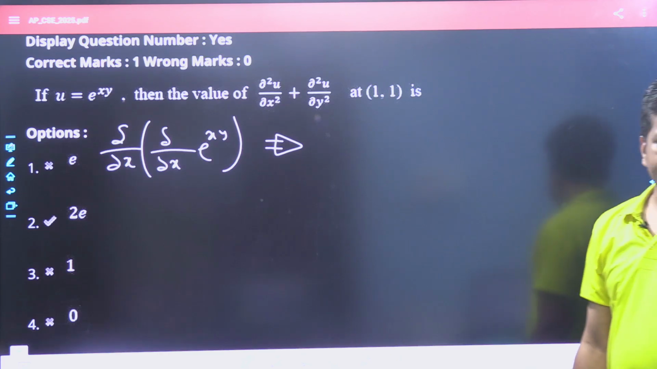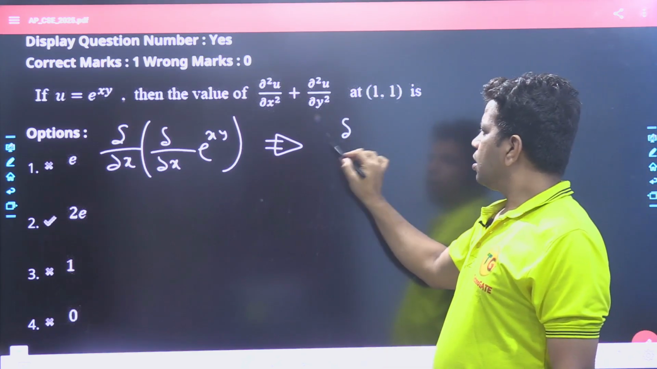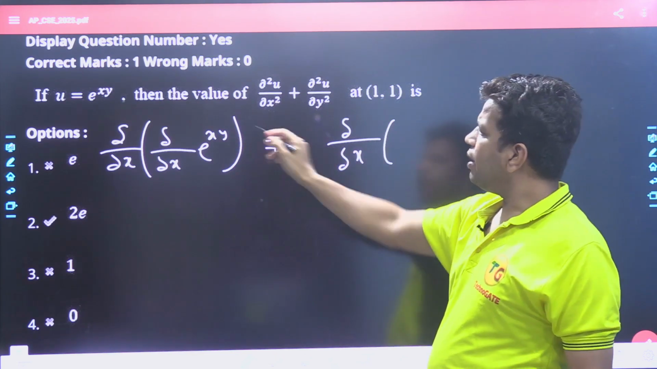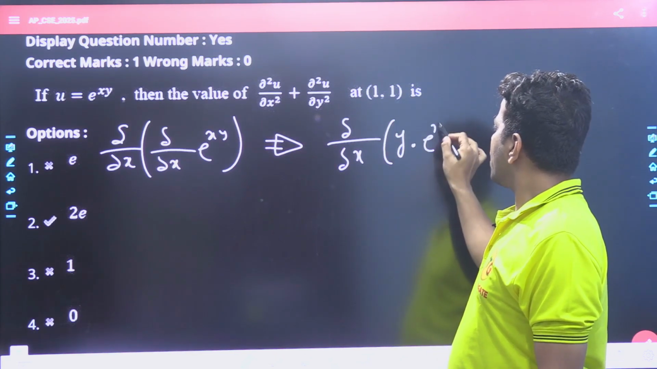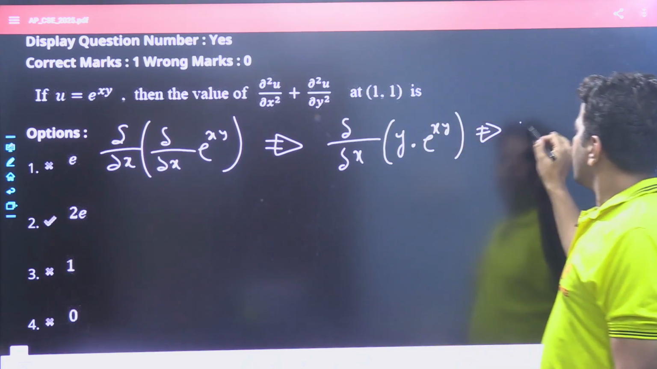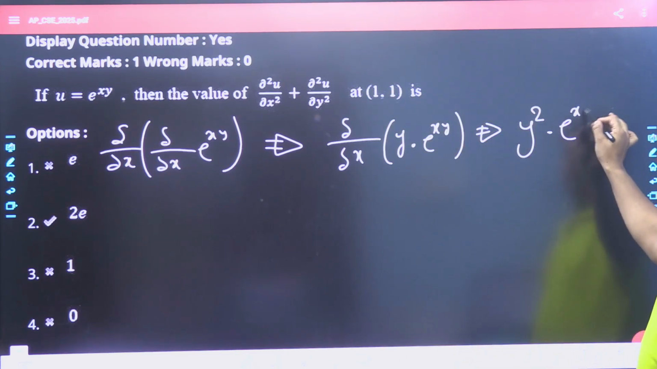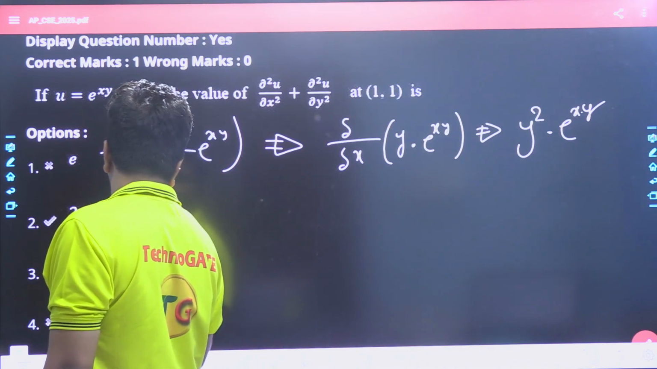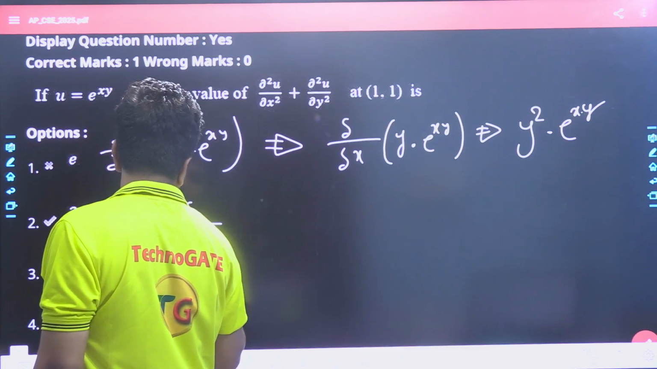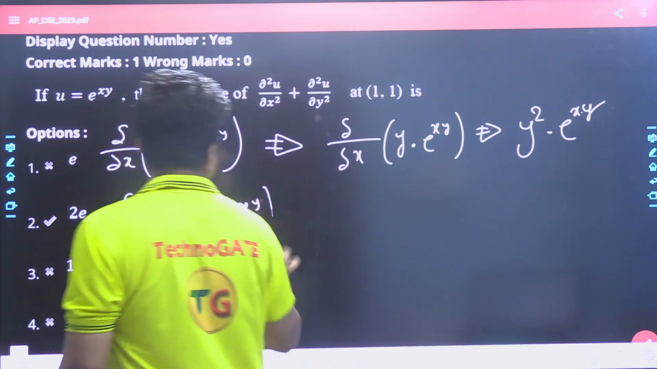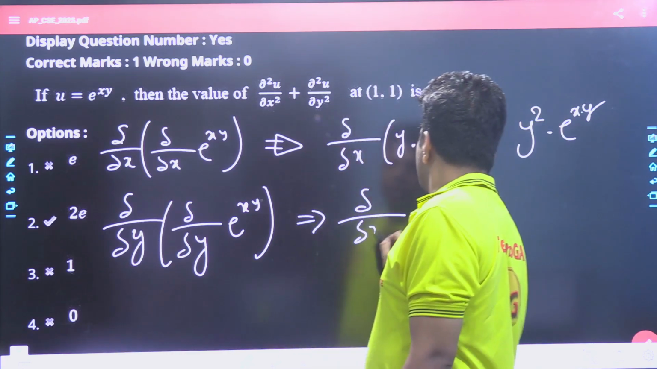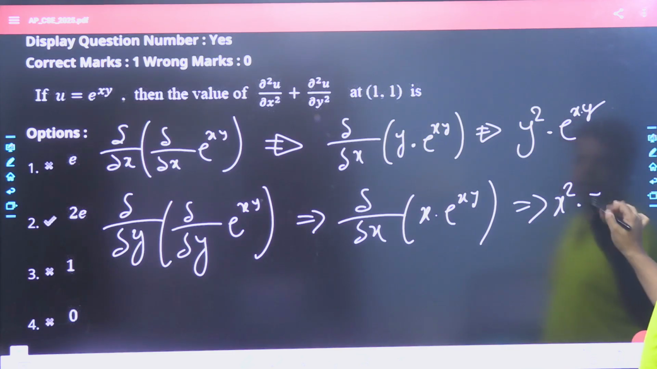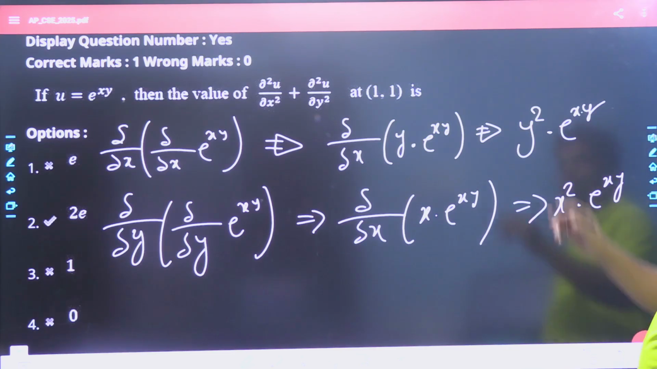So can we say that for e raised to xy, it is e raised to xy, and for xy it becomes y. So y dot e raised to xy. Then again if we take differentiation, this is y square dot e raised to xy. Now if we compute this with respect to y, it's simply, the first time, x into e raised to xy, then x square dot e raised to xy. Now we need to compute the value at 1, 1.